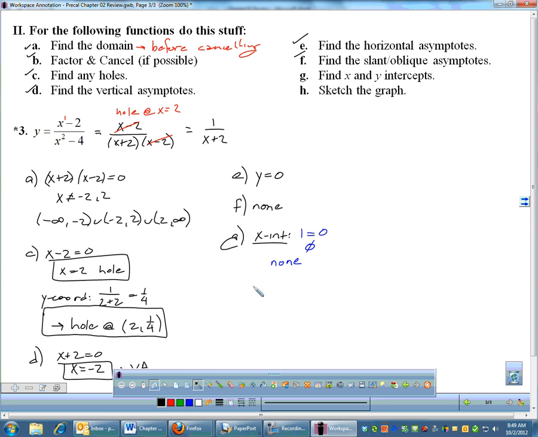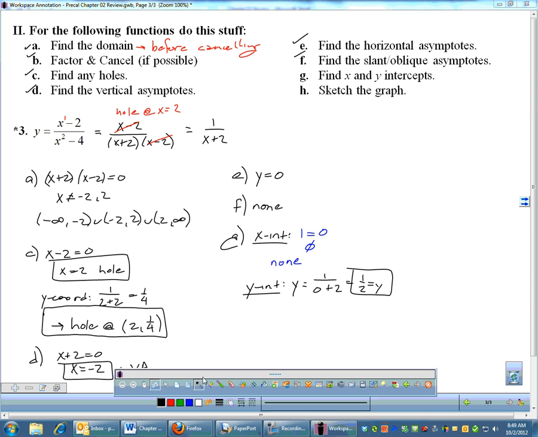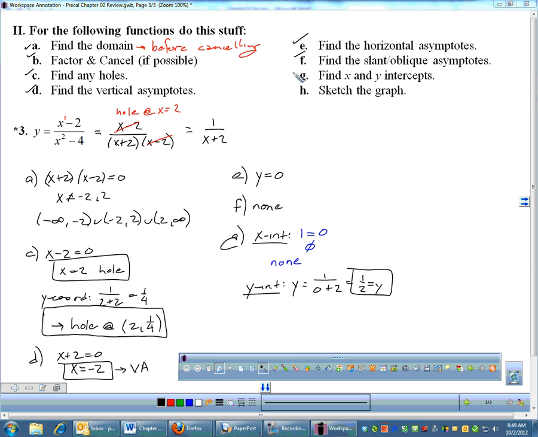The y-intercept, hey, I just changed to blue. Don't know why I did that. Okay, the y-intercept, you plug in 0 for your x, and you can plug it into the original or reduced. I like reduced, so I'm going to plug in 0 for x, 1 over 0 plus 2, and you get a y-intercept of 1/2. Okay, and then finally, the last thing I ask you to do is sketch the graph. And so we'll sketch this graph.